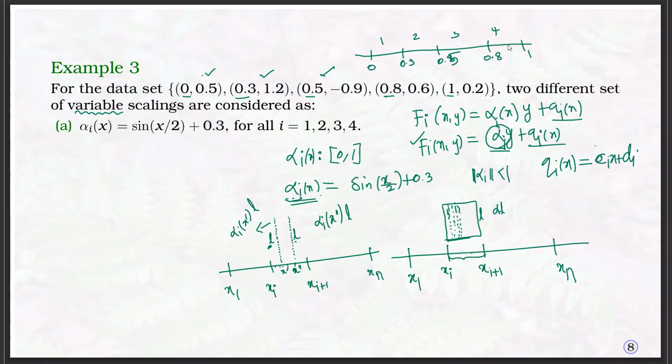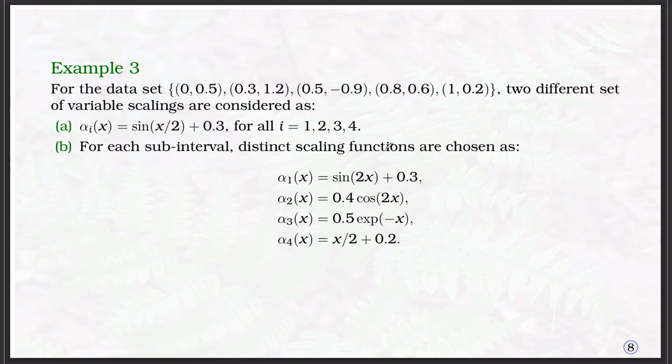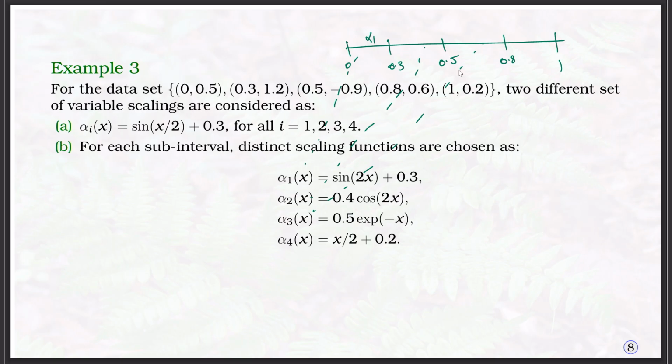Now, we are going to choose one more set of variable scaling. In each interval, a different alpha is used. If you are choosing alpha 1 as sin 2x plus 0.1, that means the intervals are 0, 0.3, 0.5, 0.8 and 1. Here we are going to choose alpha 1, this function here, and alpha 2 will be made here, and alpha 3 will apply here, and alpha 4 apply here.